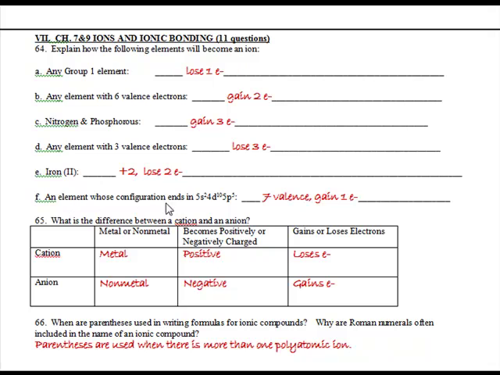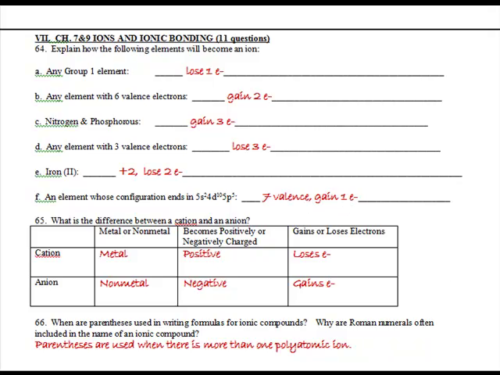Finally, F, an element whose configuration ends in 5s2, 4d10, 5p5. Now you're looking for valence electrons, which are the electrons in the outermost energy level. So completely ignore this 4d10 here. That's not the highest energy level, the 5 is. So you're going to look at the entire 5th energy level, 5s2, 5p5. The 2 and the 5 is 7, so you have 7 valence electrons. That means you want to gain 1 more to get to the 8.